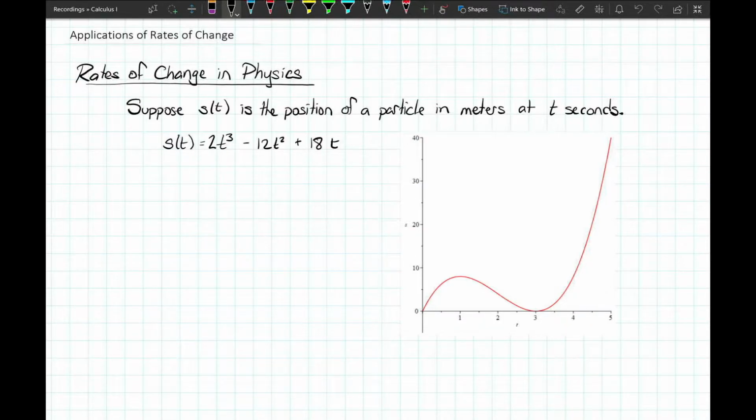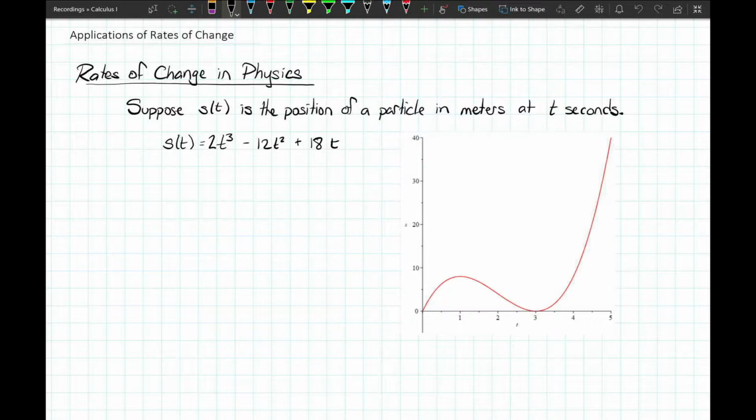So here I've got a position, s of t, measured in meters at t seconds. And it's just the function 2t cubed minus 12t squared plus 18t. And here's a graph of it off to the side. Well, there's a few things that we can do with this sort of position. If we wanted to see how position is changing, then we could take a look at velocity.